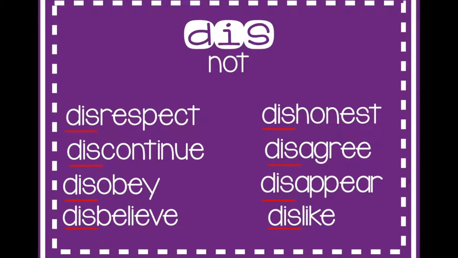Dis means not. For example, disrespect is to not respect. Discontinue is not continue. Disobey is not obey. Disbelieve is not believe. Let's keep going.